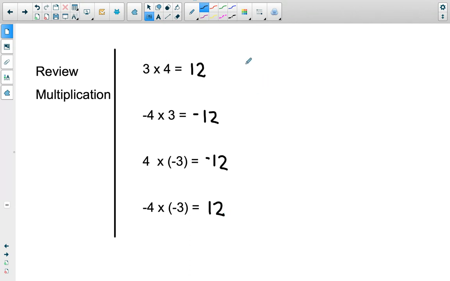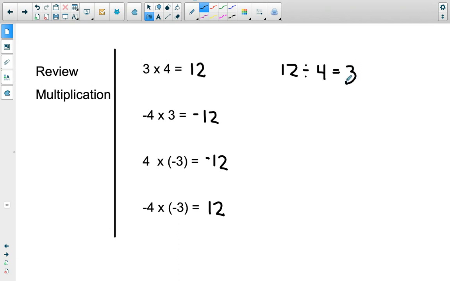Well, as you recall from our fact families back in the day, if 3 times 4 equals 12, then 12 divided by 4 will equal 3. Nope, I did it backwards. I wrote 12 divided by 3. I wanted to say 12 divided by 4. So let's fix that. 12 divided by 4 will equal 3.